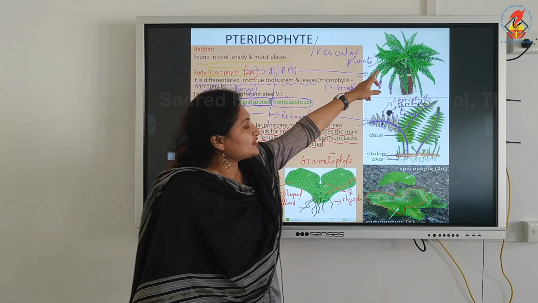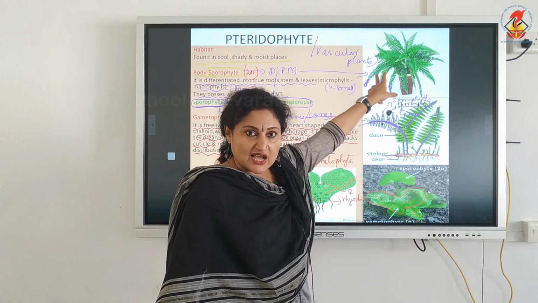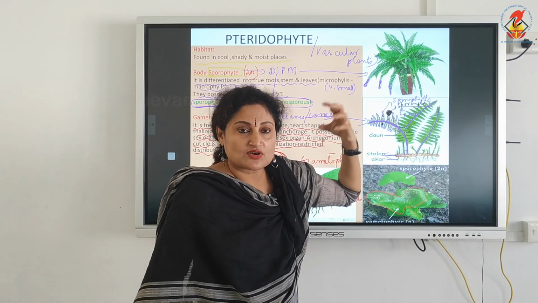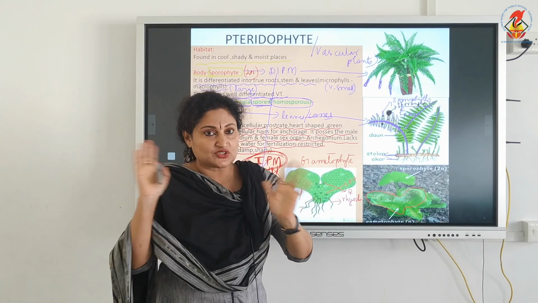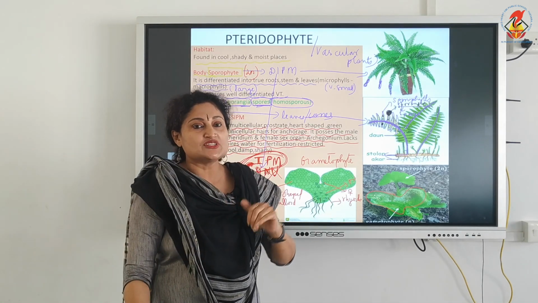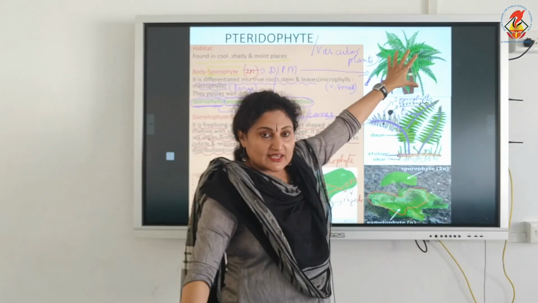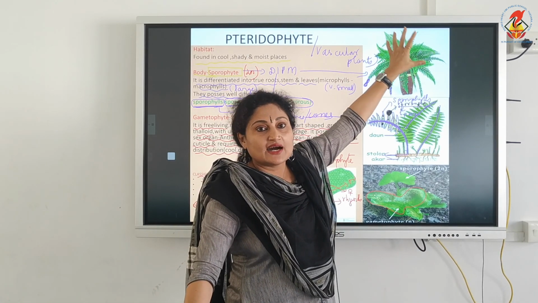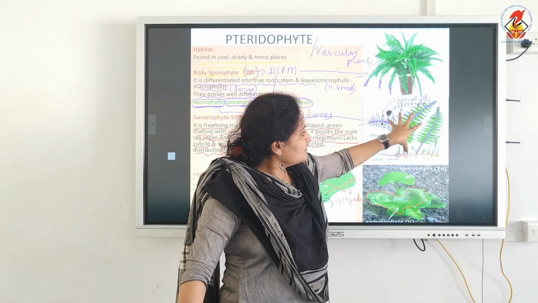The real plant body is a sporophyte, and we know it's in this plant only that there is a true stem, leaves and roots, and the leaves bear sporangia, and the sporangia bear spores. Such leaves are called sporophylls. The leaves are called fronds, as you have learnt, but actually, if they are small leaves, they are called microphylls, and if they are large leaves, they are called macrophylls. So that's all about the sporophyte. They are spore bearing structures. They are DIPM, dominant, independent, photosynthetic, multicellular. So this is the sporophyte.